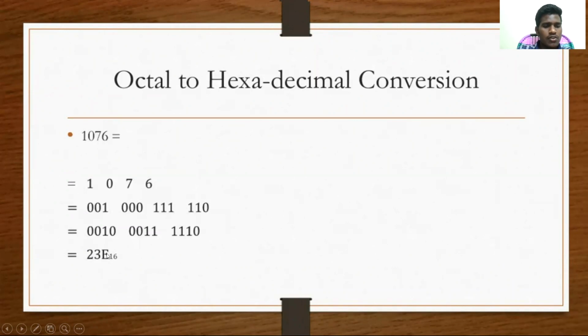E is the value of 14 in the hexadecimal number. Here 0011 means 3. Here the value of 0010 is 2, and the base is 16. As the hexadecimal base is 16, we have to represent it this way to know that this is the hexadecimal value.